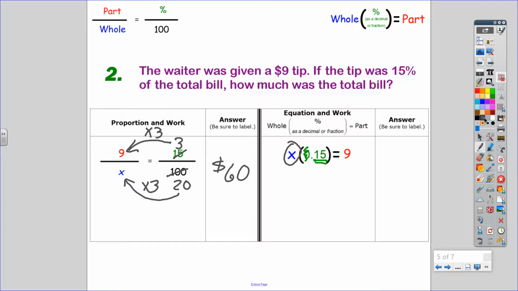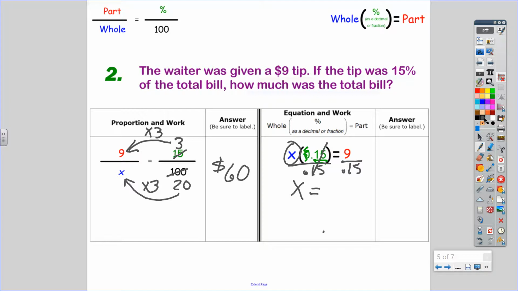And the only way to get rid of a times 0.15 is to do the opposite operation: divide by 0.15. And what I do to one side of the equal sign, I have to do to the other to keep it fair and balanced. So my 0.15 divided by 0.15 cancels out. That becomes 1, and I have 1x by itself. And that's going to equal 9 divided by 0.15.